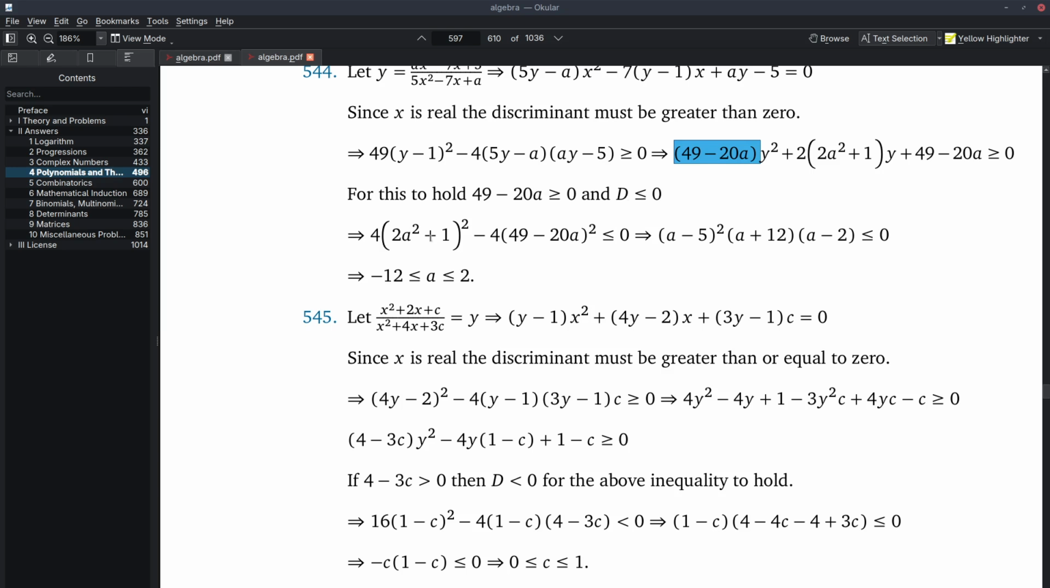So we compute the discriminant again, and we arrive at the equation (a minus 5) whole square (a plus 12)(a minus 2) less than or equal to 0. Now (a minus 5) whole square would be always positive. So minus 12 less than or equal to a less than or equal to 2. That is the range we obtain for a.